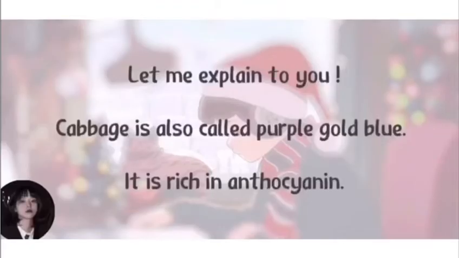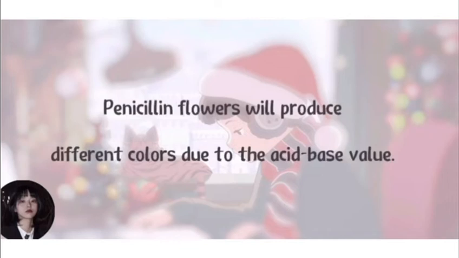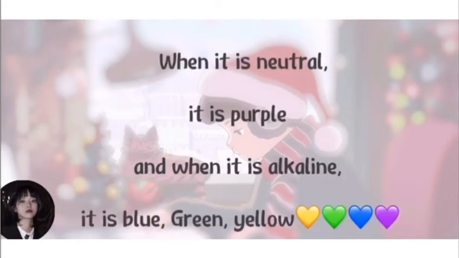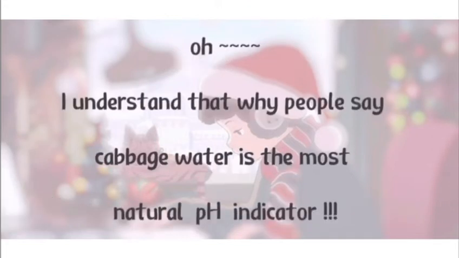Plantain yield. Cabbage is also called purple, gold, blue. It is rich in anthocyanin. Anthocyanin flowers will produce different colors due to the acid-base value. In acid, they are red and magenta. When it is neutral, it is purple, and when it is alkaline, it is blue, green, yellow.